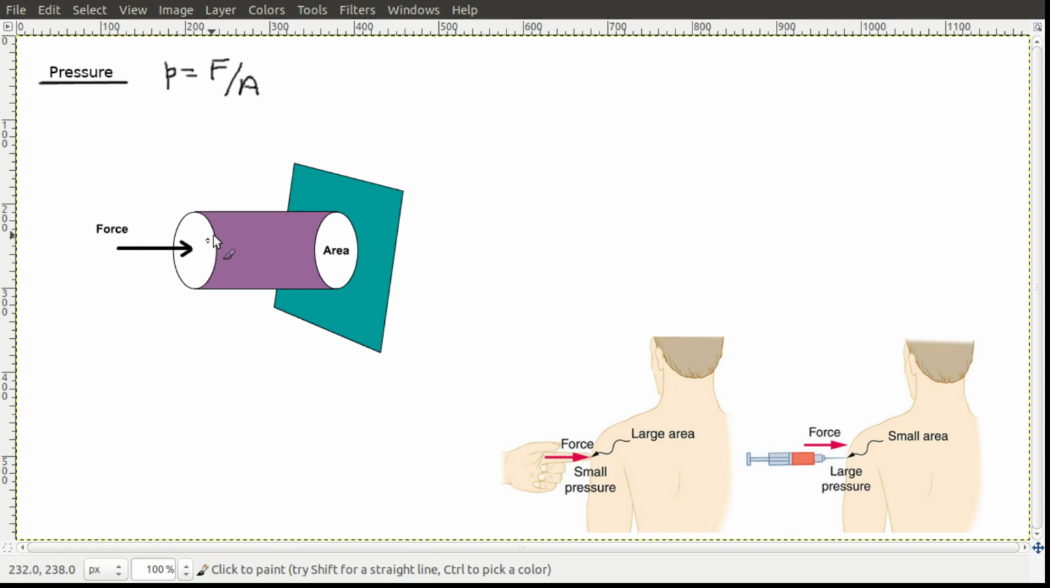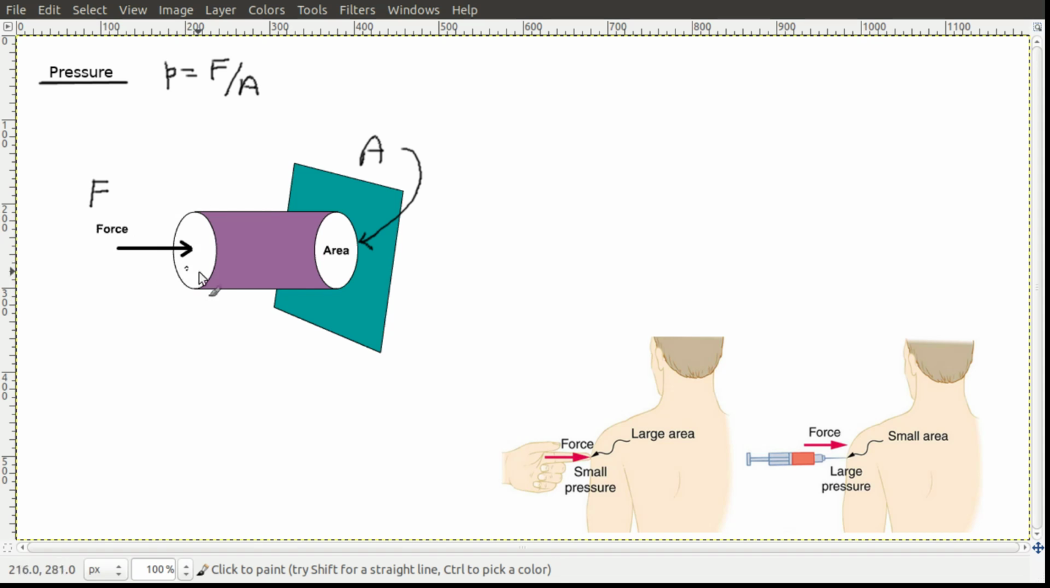So here, if we have some cylinder, we're pushing on it with a force, and that has a surface area. It's being applied to some other surface here, some area. So here we're pressing in with a force over some area A. Then the pressure is the force per area.